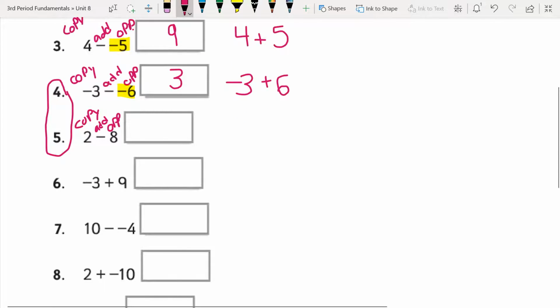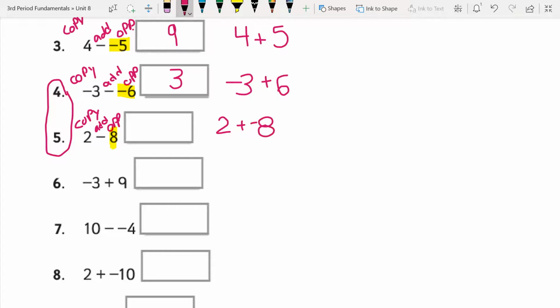Let's see how question 5 went for you. Question 5, we originally had 2 minus 8, but it's a minus, so we have to use copy, add the opposite. So that's copy 2, change a minus to a plus, and this time we're doing the opposite of a positive 8. This is a nice normal 8. So the opposite of a positive 8 is a negative 8.